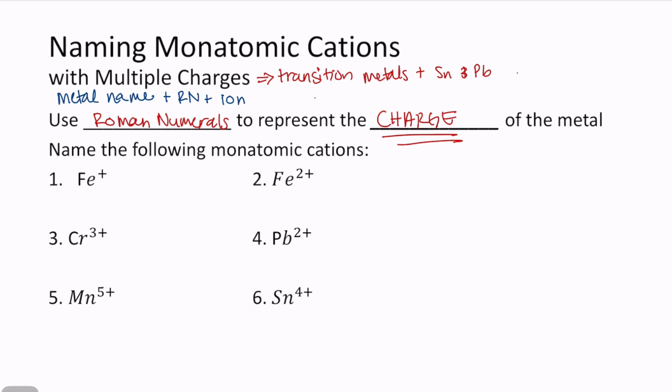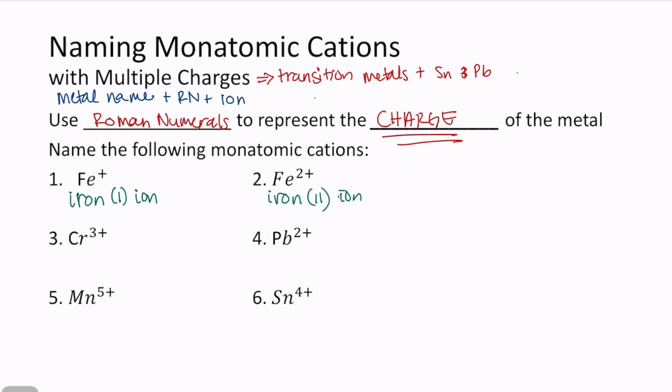So I'm going to name this using my metal name. I have a 1+ charge, so the Roman numeral is going to be 1. And I'm going to add the word ion. In our second example, we still have iron, but notice our charge has changed. Now we're dealing with iron with a 2+ charge. So we still have iron, but since our charge is now 2+, we need to use the Roman numeral 2. And then, of course, add the word ion.